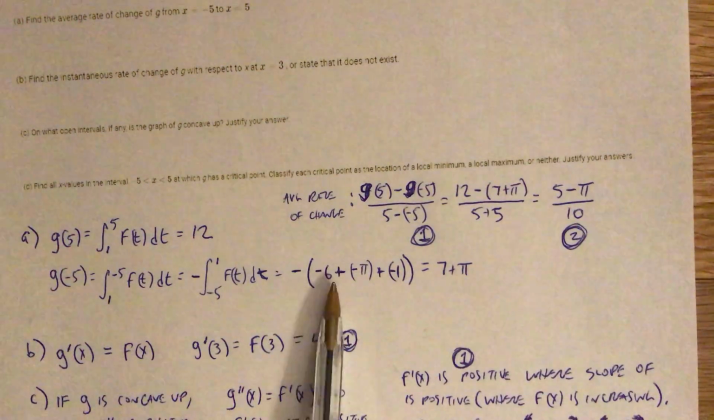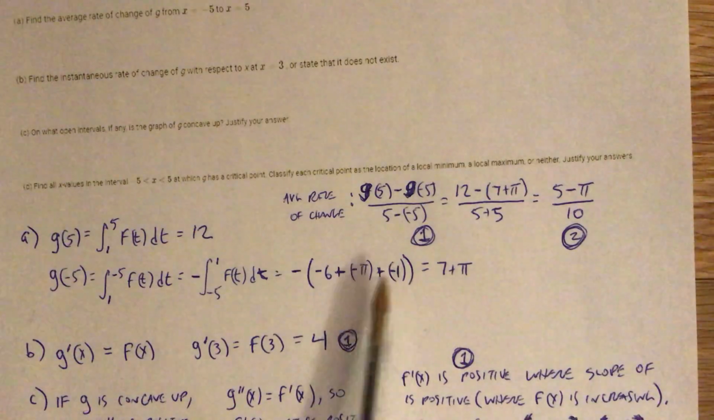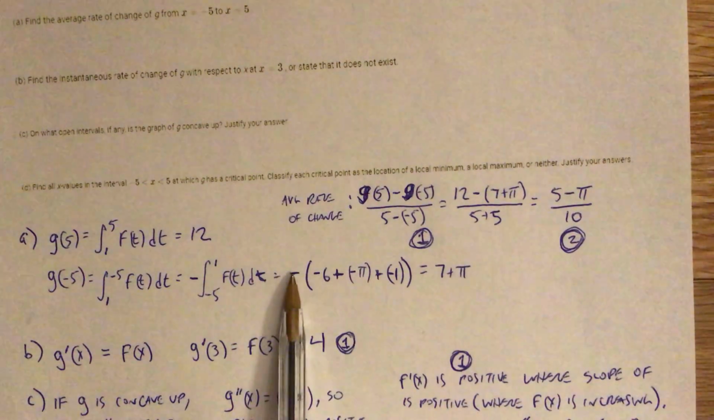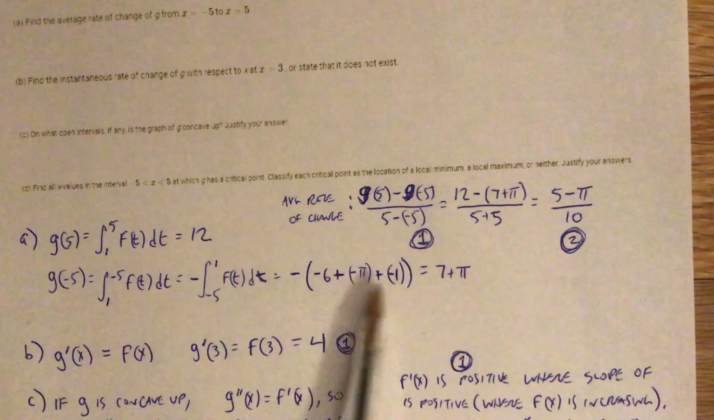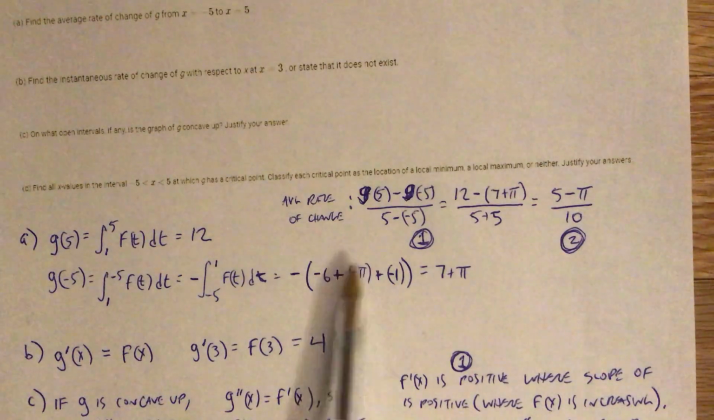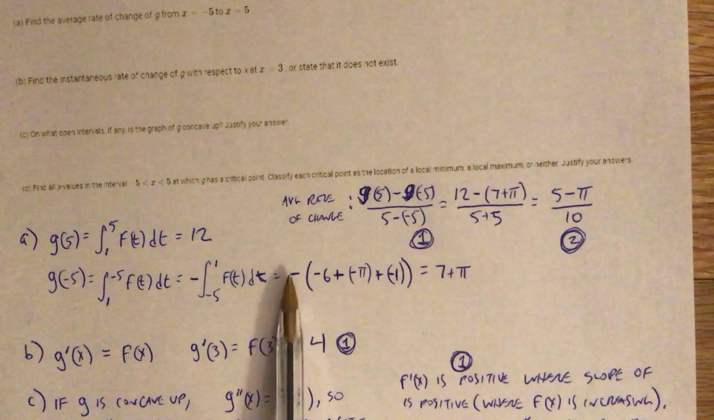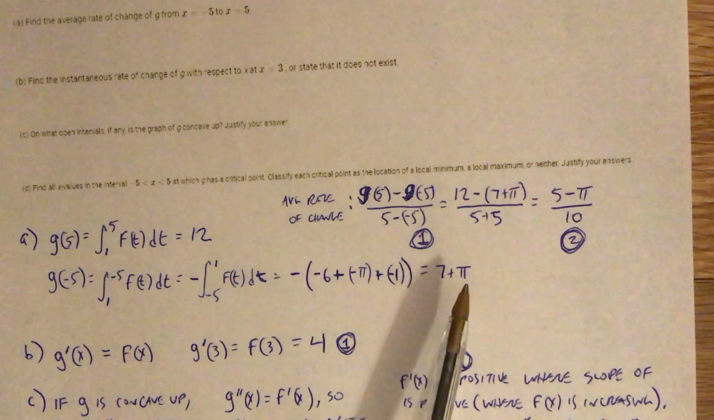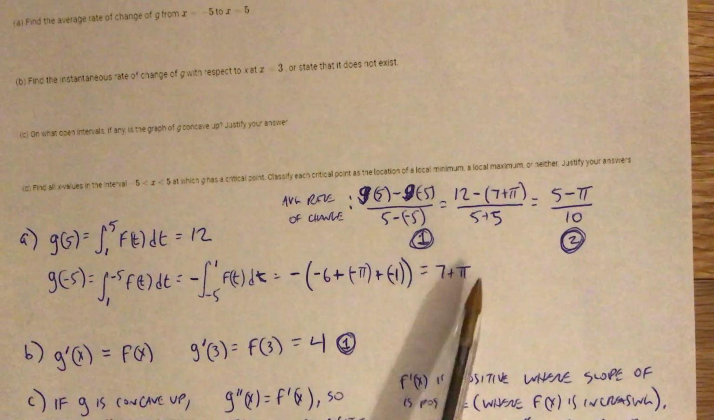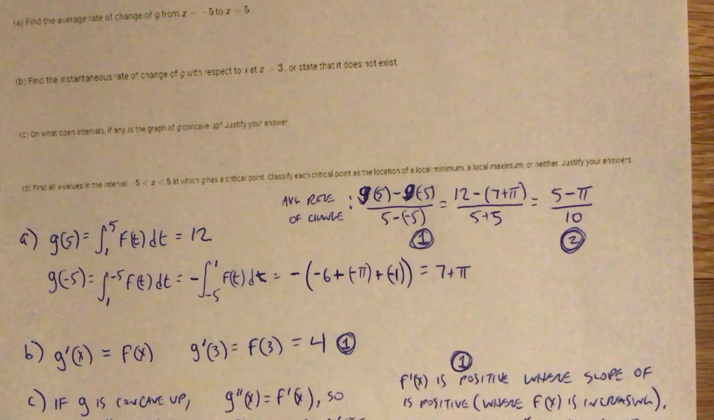This is a total of -7 minus pi. But since this negative's out here, it's going to convert this. Basically, if the inside was -7 minus pi, the negation is going to make it +7 plus positive pi. So 7 plus pi is the result.